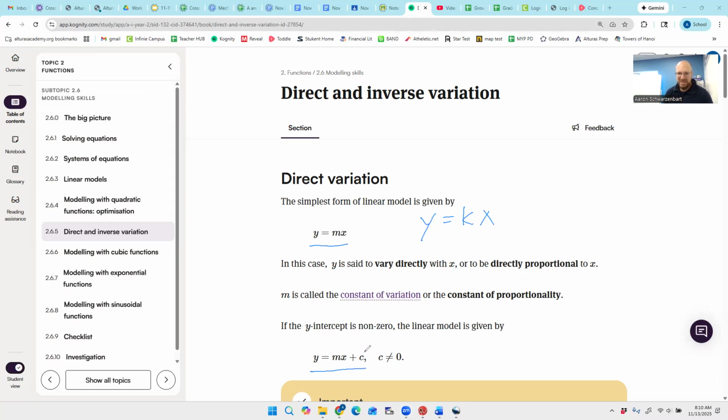This is not direct variation because I've got something added. Direct variation must go through 0, 0.